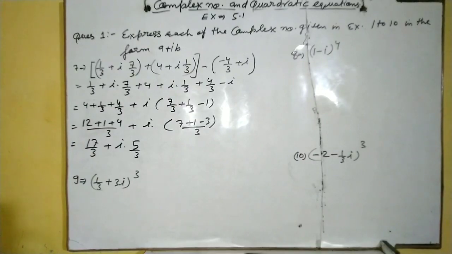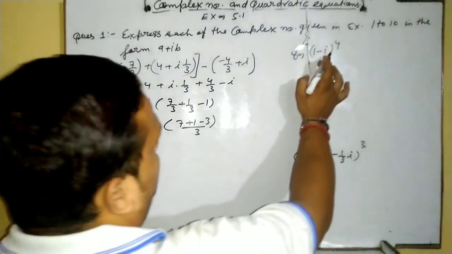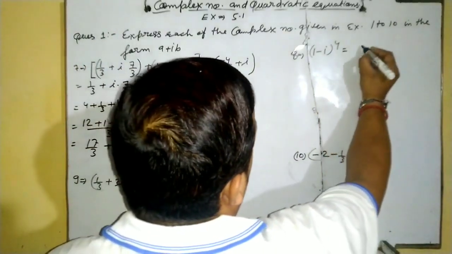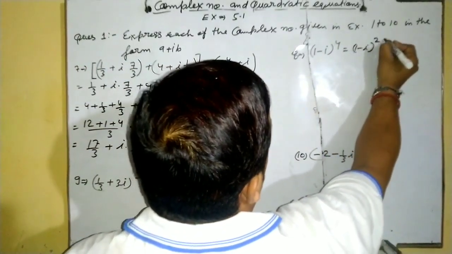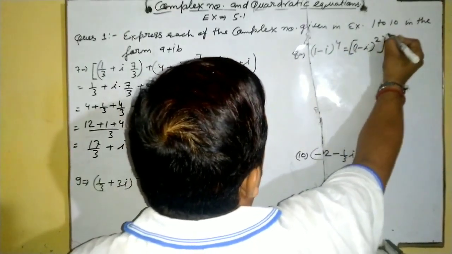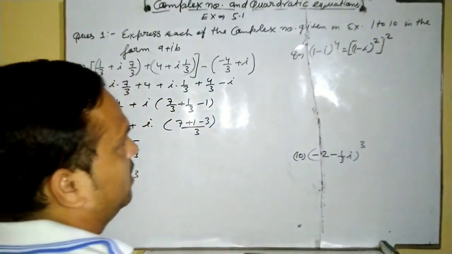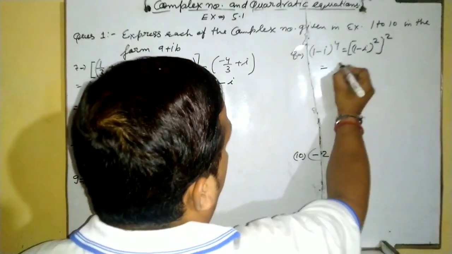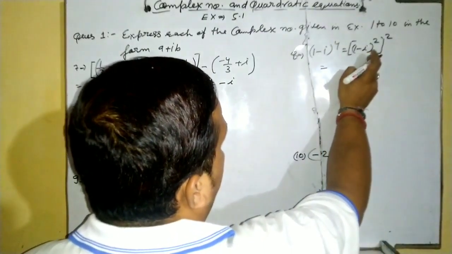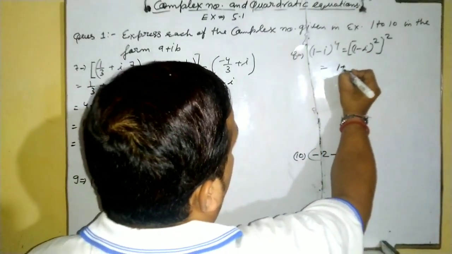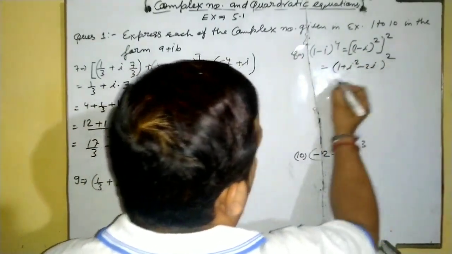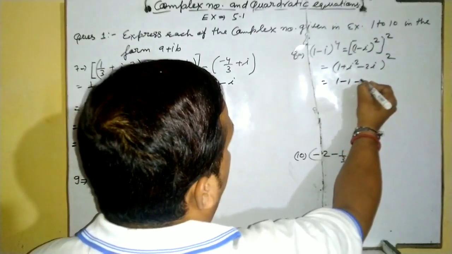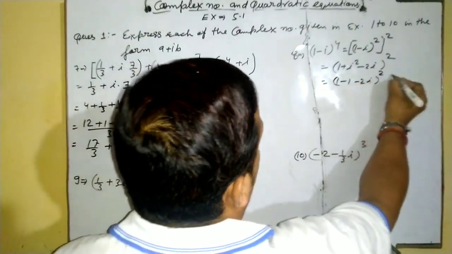Now we are going to discuss question number 8. This is (1 minus i) to the power 4. We can write this as (1 minus i) whole square, and again this is whole square. Power and power, multiplication of the powers. So this can be written using a square plus b square minus 2ab: 1 plus i square minus 2i, so 1 minus 2i to the power 2.